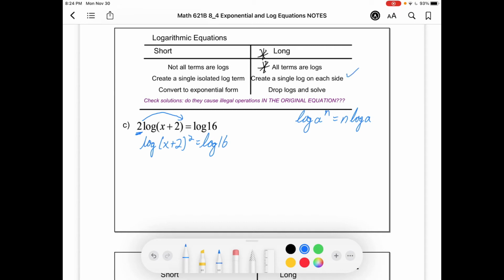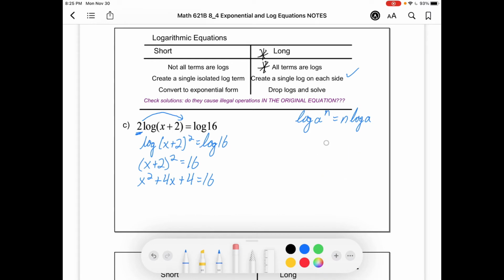We have to deal with those coefficients. So what does that give us? X plus 2 all squared equals 16 when I drop the logs. Just be careful here. If you're figuring out x plus 2 all squared, it means x plus 2 times x plus 2, or x squared plus 4x plus 4. Okay? So that's what this left-hand side must be, x squared plus 4x plus 4. And that's equal to 16. Oh, it's another quadratic. How exciting.